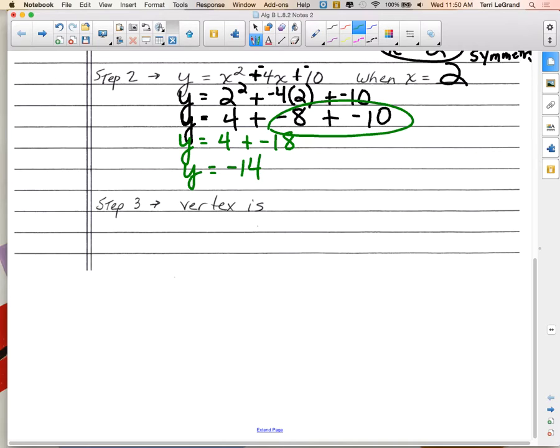Okay, so now we know that y equals negative 14 of what? What do we just find?